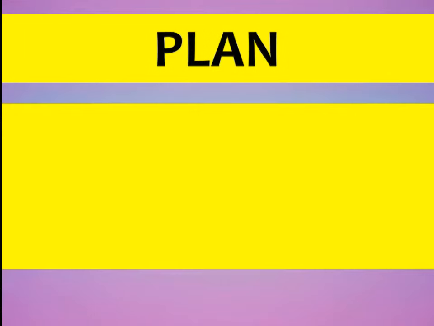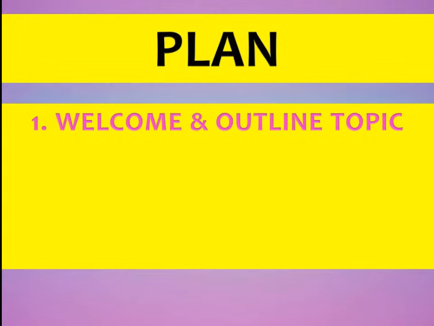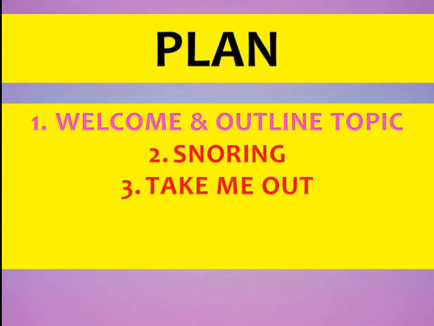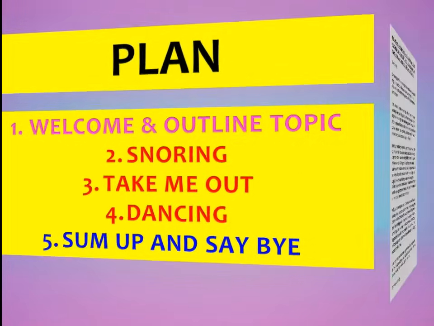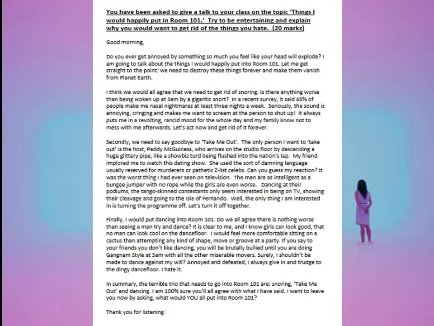If we do a very quick plan, remember you should do a very quick plan in the exam. You probably get 1 mark for it. All I'm going to do is write down paragraphs really. So what I'm going to put in each of my paragraphs. So number 1, welcome and outline topic. Number 2, I'm going to do 1 paragraph on why I don't like snoring. Another paragraph on Take Me Out. Another paragraph on dancing. And then I'm going to sum up my argument and say goodbye. So that's my plan. Really simple. 5 paragraphs.